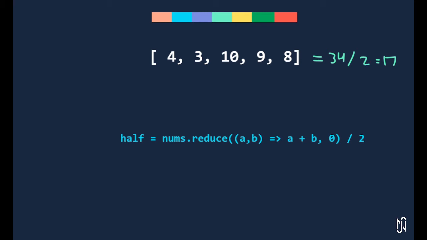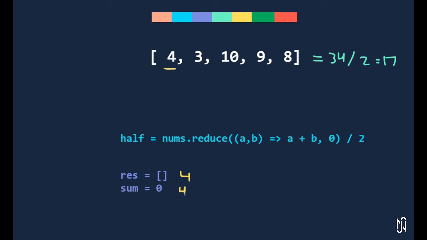Now that we have our half variable, we want to start building out our result array. We can do that by setting 2 variables. The first variable is going to be called res, and that's going to be set to an empty array. The next variable is going to be sum, and this is going to be a running total of the elements included in the result array. To get our result array started, we're going to loop through the nums array and start adding numbers to it. On the first pass through, we're going to take this 4 and add it to the result array, and then add it to the sum.